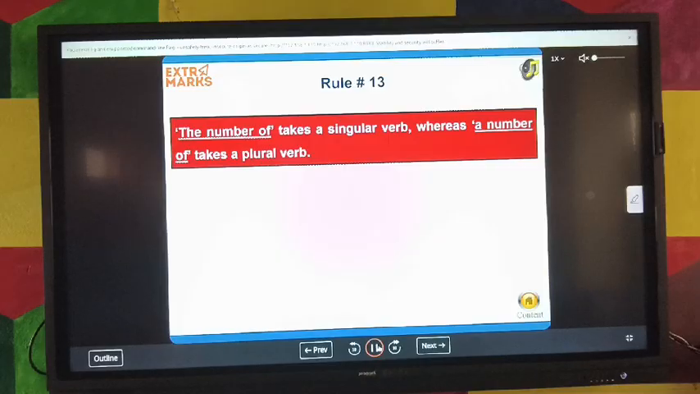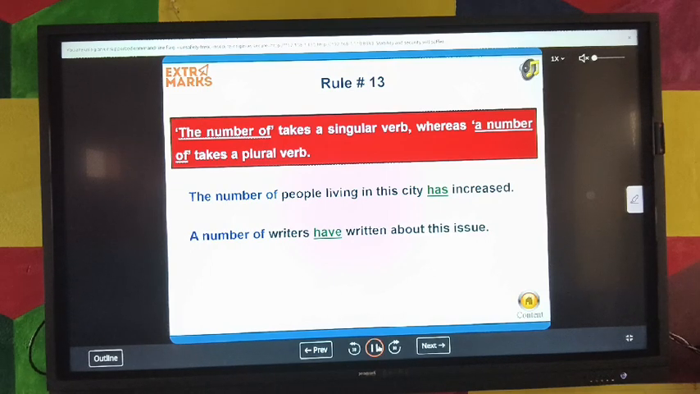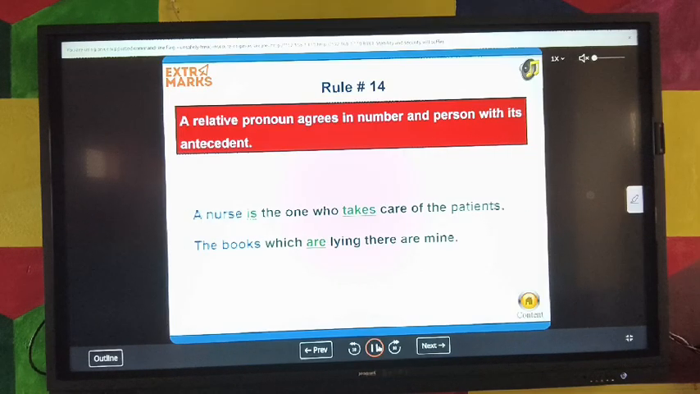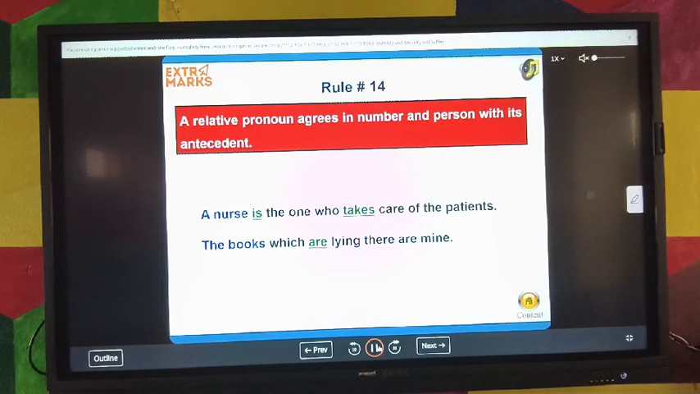Rule number 13. The number of takes a singular verb, whereas a number of takes a plural verb. The number of people living in the city has increased. A number of writers have written about this issue. Rule number 14. A relative pronoun agrees in number and person with its antecedent. A nurse is the one who takes care of the patients. The books which are lying there are mine.